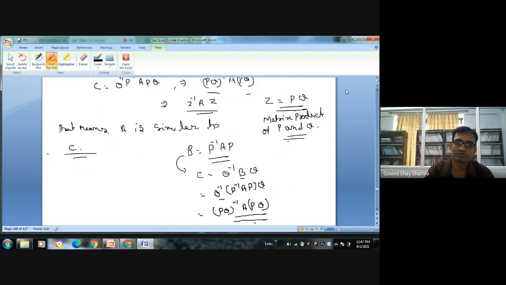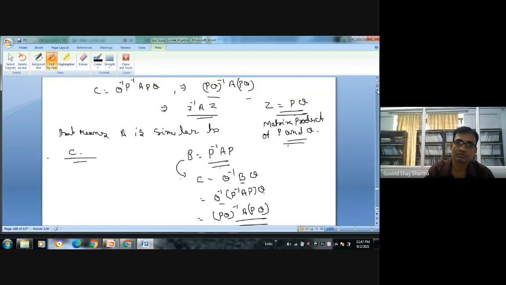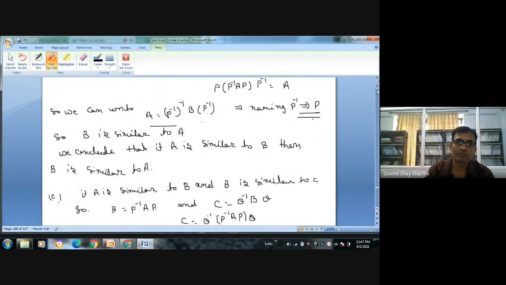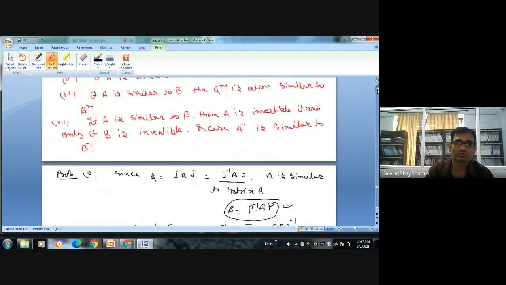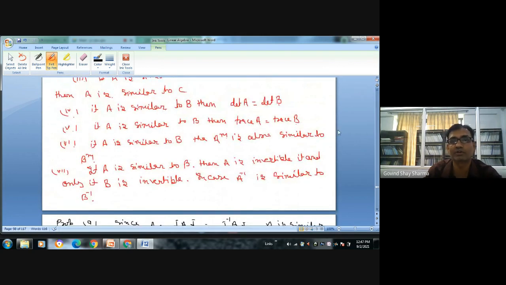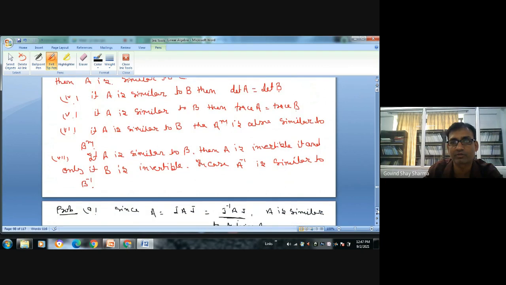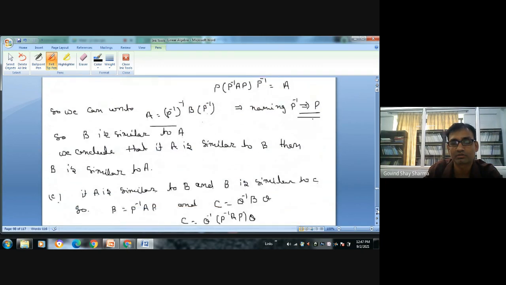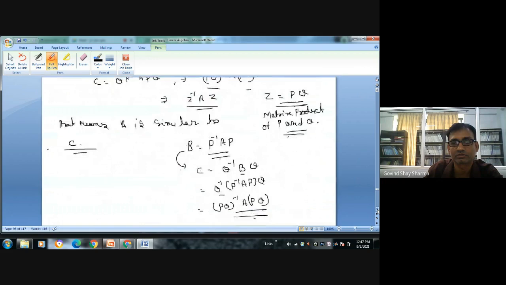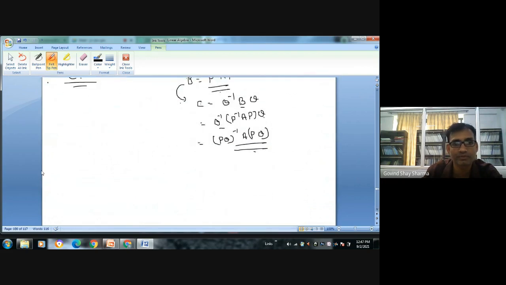Now the fourth one is if A is similar to B, then determinants are equal. These facts are very important with respect to competitive exams. So if A is similar to B, then determinant of A is equal to determinant of B.